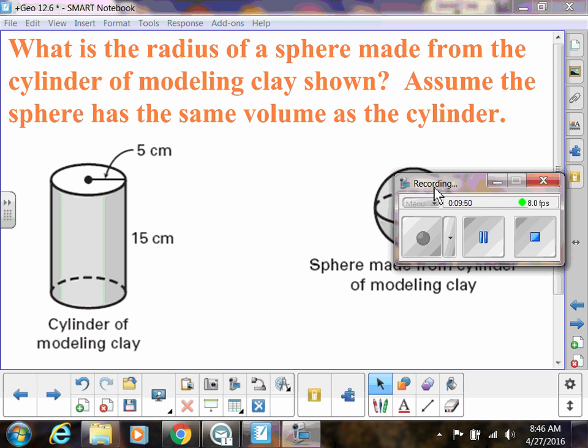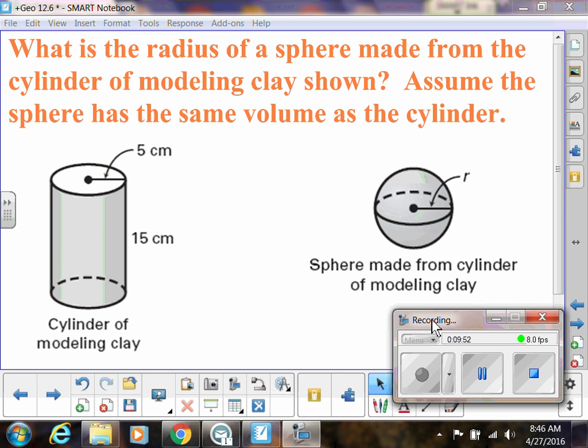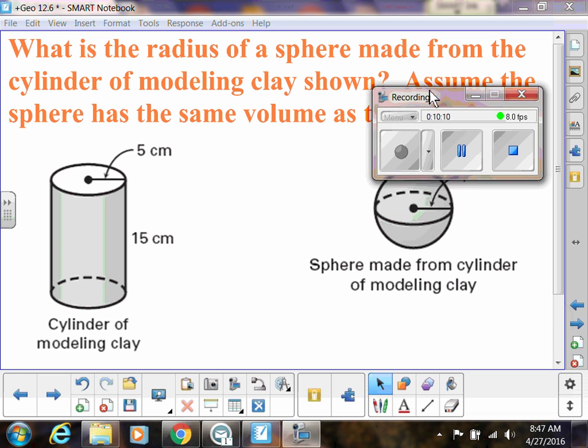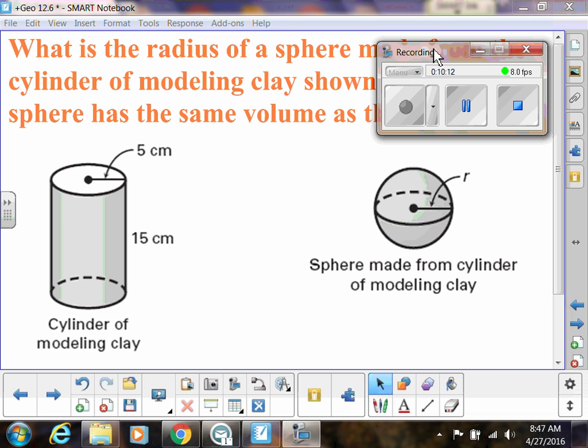All right, so let's look at this example. What is the radius of a sphere made from the cylinder of modeling clay shown? So it's like someone already made the cylinder out of modeling clay, and we're going to ball it up and make it into a sphere. If I'm using that same amount of clay, then we can assume that the sphere has the same volume as the cylinder. So first we need to find the volume of this cylinder.